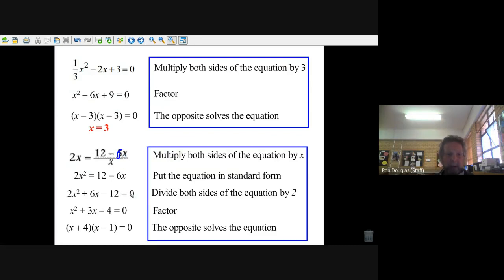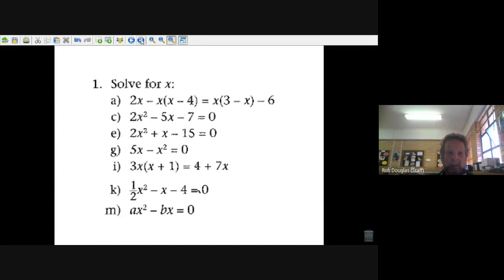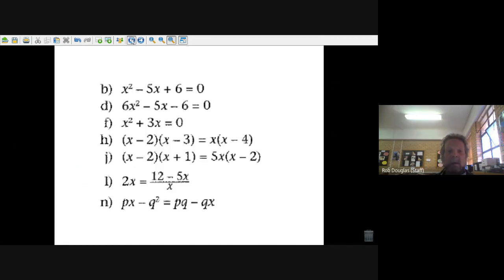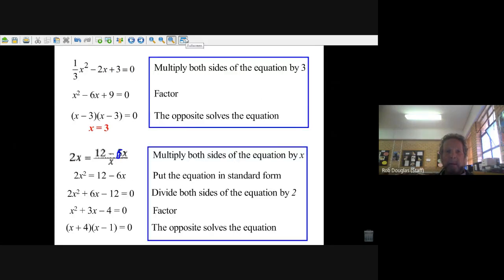Then we would put the equation in standard form. We'd add 6x to both sides and subtract 12. Then I divided everything by 2 to make it simpler. And then I factored x plus 4 times x minus 1. The solution to this question would be x equals minus 4 and x equals 1, the opposite of these numbers. That's it, and your questions will look like this and like this. So good luck with that.